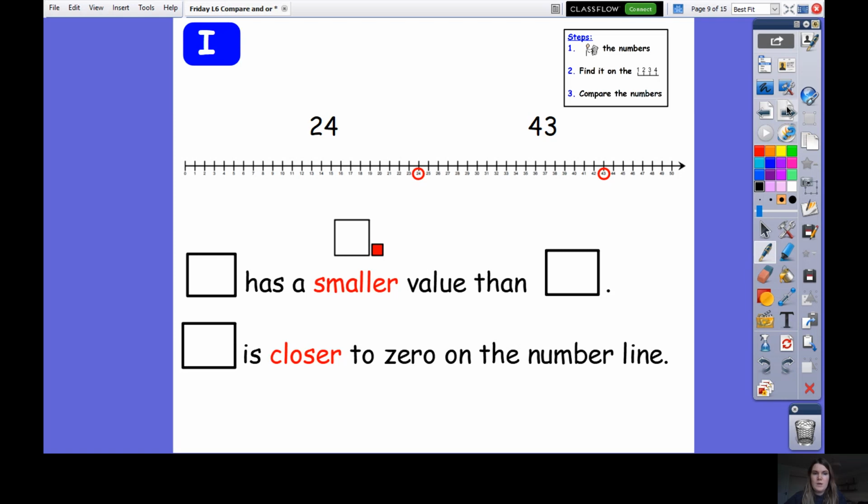I'm going to have another go. Remember, this time I'm looking for the smaller value. So the first thing I do, read the number, find it on the number line, and then compare my numbers. So my numbers this time are 24 and 43.